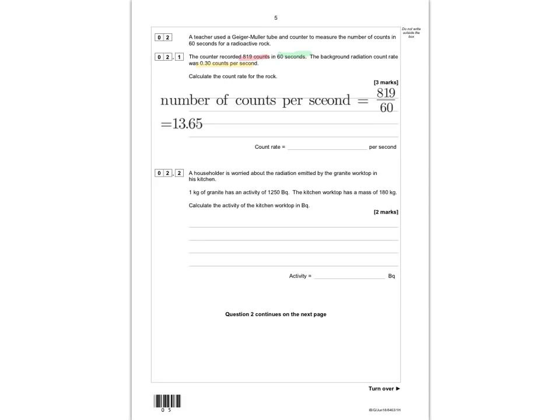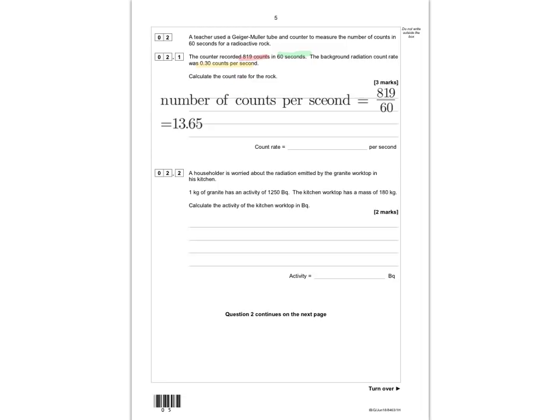The first thing we need to do is find out how many counts we have per second. So we do that by doing 819 divided by 60. And this gives us 13.65 counts per second. What we need to do now is correct that by removing the background rate. So we're going to have to subtract 0.3 from our 13.65.